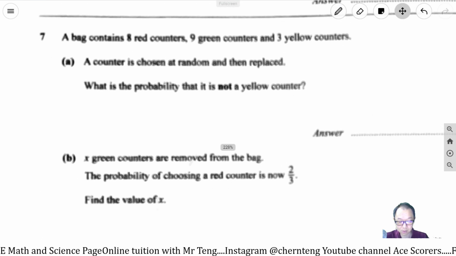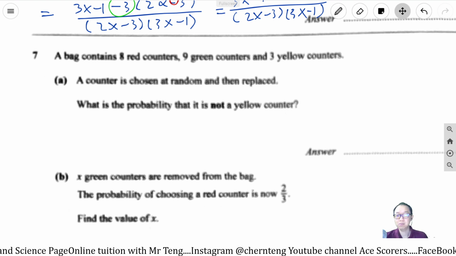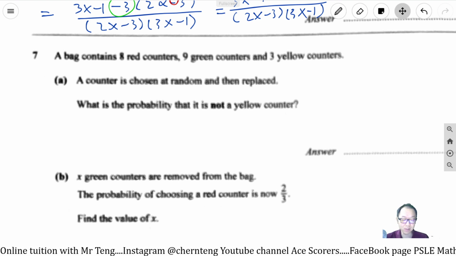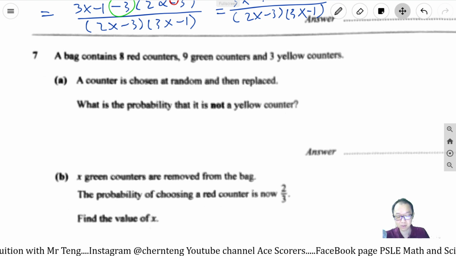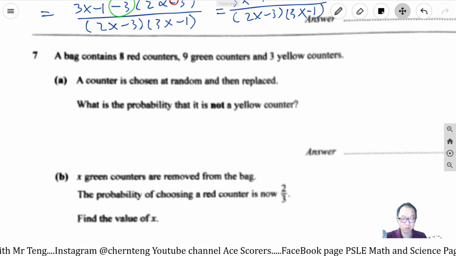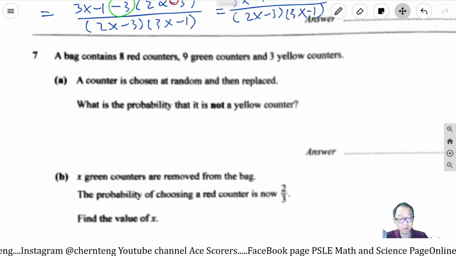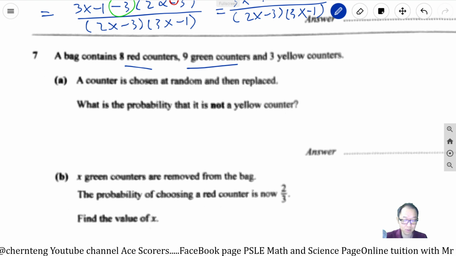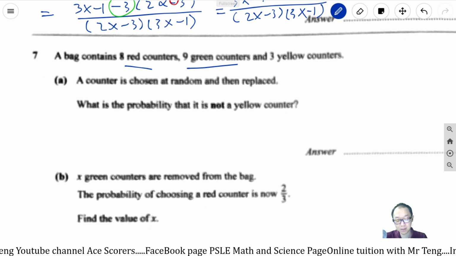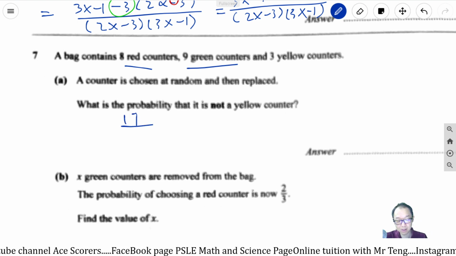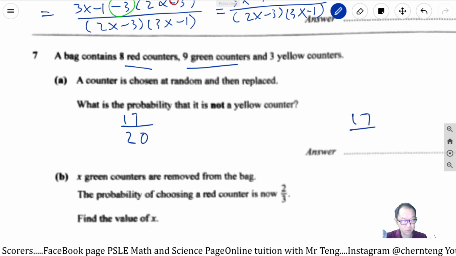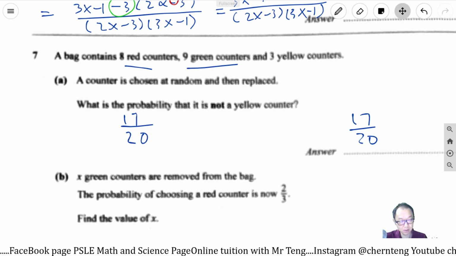Okay, next one. So question number 7. A bag contains 8 red counters, 9 green counters, and 3 yellow counters. A counter is chosen at random and then replaced. What is the probability that it is not yellow? Now if it's not yellow, it means it is red or green. So there are 8 plus 9, there's 17 of them out of a total of 20. 17 over 20. Ta-da.